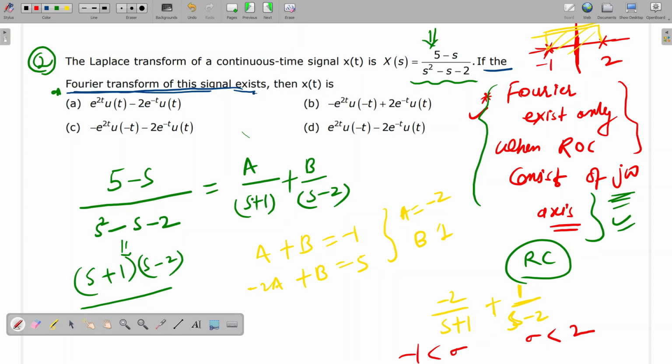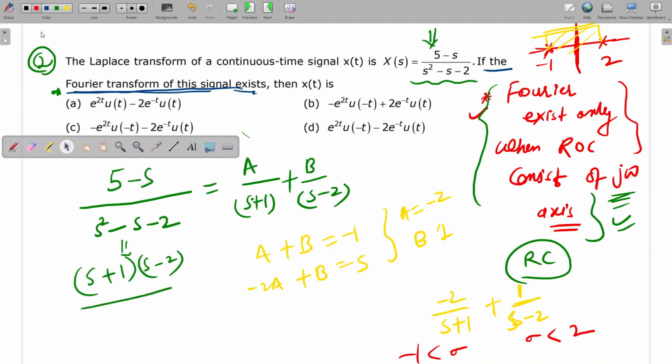So now we have to apply the inverse Laplace transform here. What will be the final value? It will be minus 2 e to the power minus t u(t), the first term. What will be the second term? This is sigma less than 2, no? So here it will be minus e to the power 2t u(minus t). Is it correct?